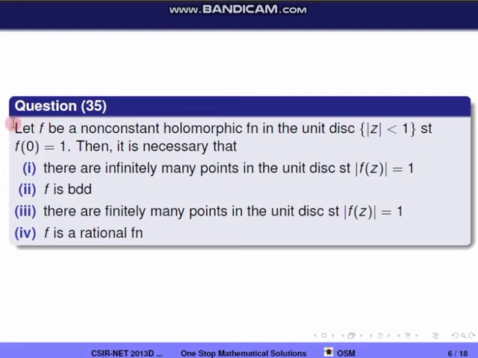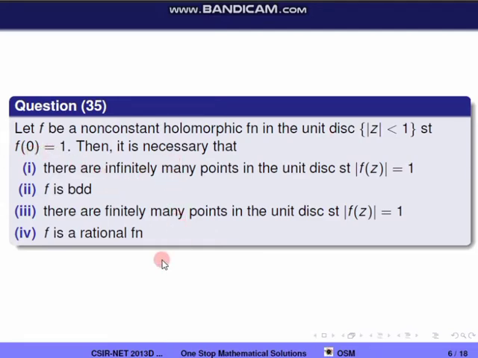Next question, question 35. Let f be a non-constant holomorphic function in the unit disk mod z less than 1 such that f of 0 is equal to 1. Then it is necessary that. So they are given a function here defined on the unit disk and satisfying this condition. We have to find which of the following options is true.